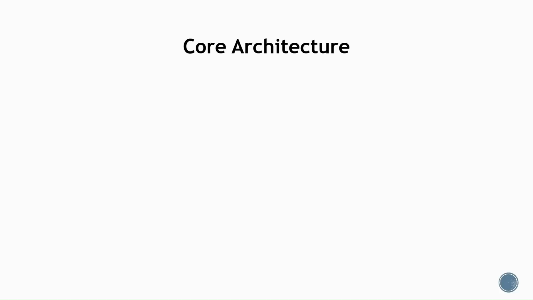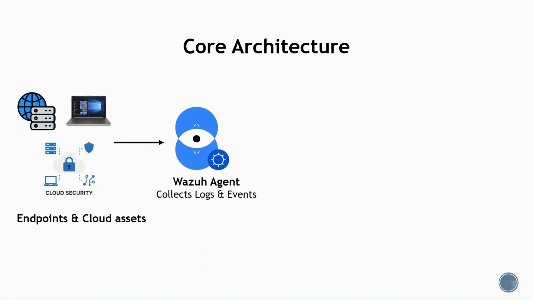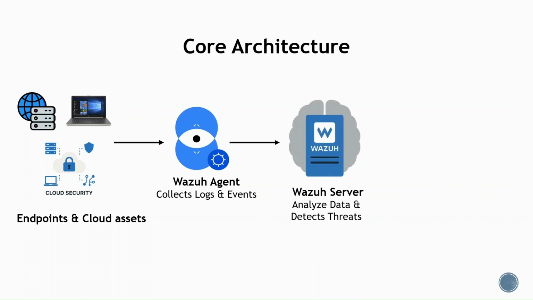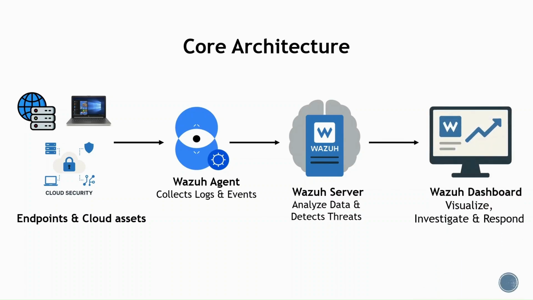So how does it work all together? Let's follow the data through Wazuh's three main parts. It all starts with the Wazuh agent. This is the small program you install on your computers like servers, cloud machines, or laptops. Its main job is to collect security information and logs, and then the data is sent to the Wazuh server. This is the central part where all the analysis happens. The server studies the data it receives to find and detect threats. Finally, you can see everything on the Wazuh dashboard. This is the website you can use to look at the security data, check on alerts, and manage the whole system.